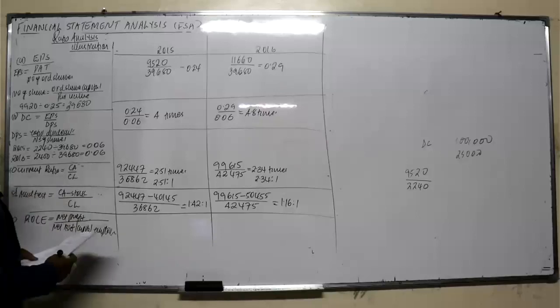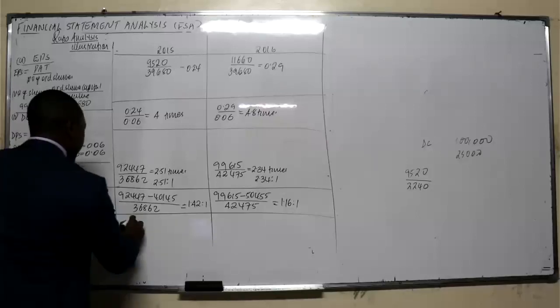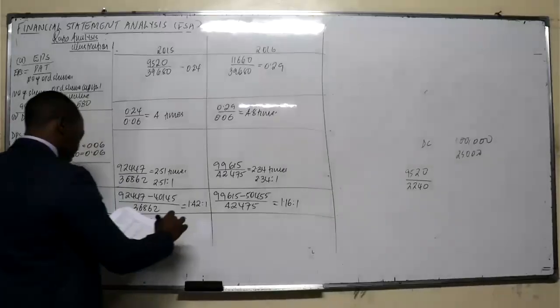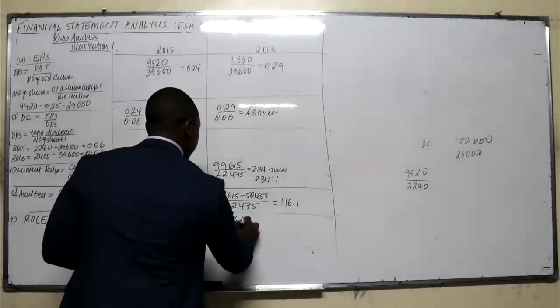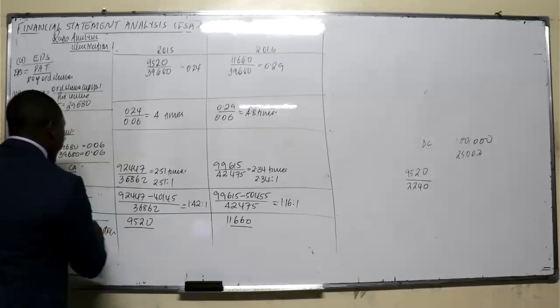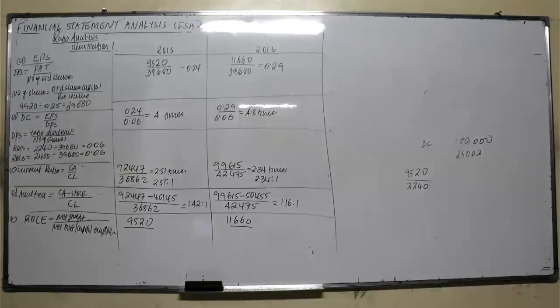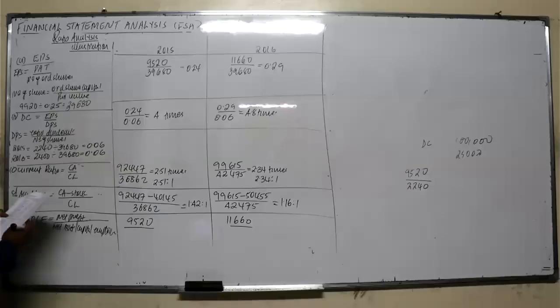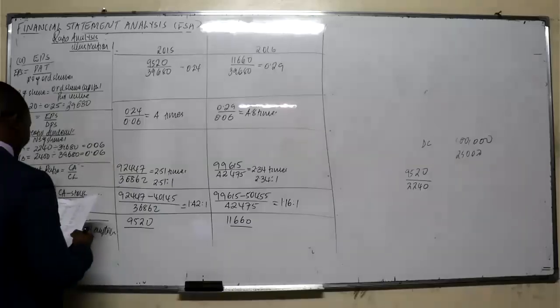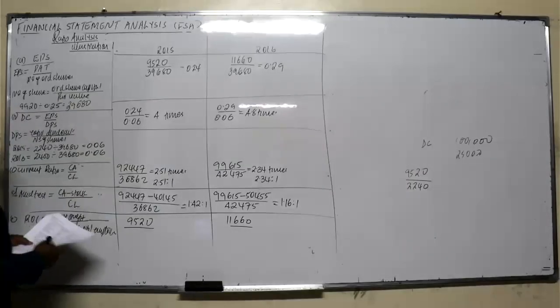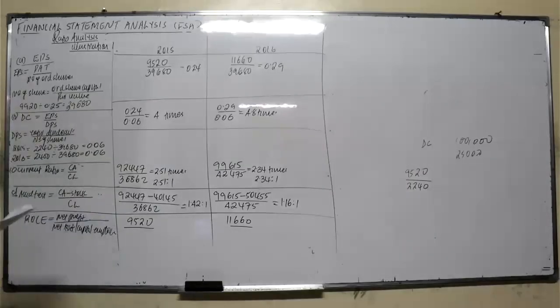So you take the net profit, which is the same as profit after tax, 9520. Here we have 11,660. You divide by the net asset. Net asset is the total asset minus current liability, or equity and long-term debt. How much do we have? Can you see it? It's there. You take the total asset minus current liability.